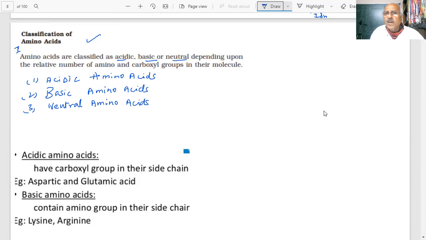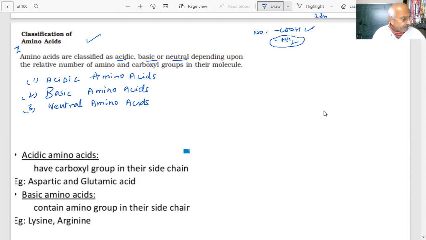This will depend on the number of COOH and NH2 groups present in the molecule. If you have more of the COOH group, then it is acidic. If you have more of the amino group, then it will become basic. If an equal number is there, what will happen? They will go towards neutral pH, students, neutral pH.